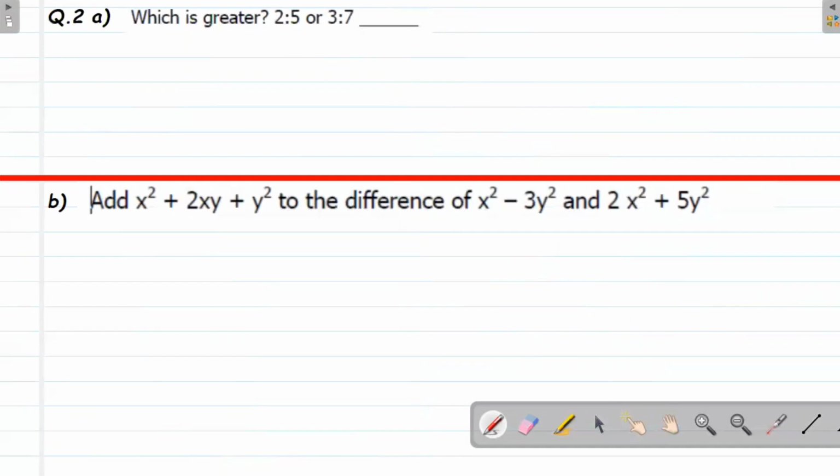Okay, so moving to the next question, which is greater? Is 2 upon 5 greater or 3 upon 7? Now I'm going to tell you one shortcut trick.